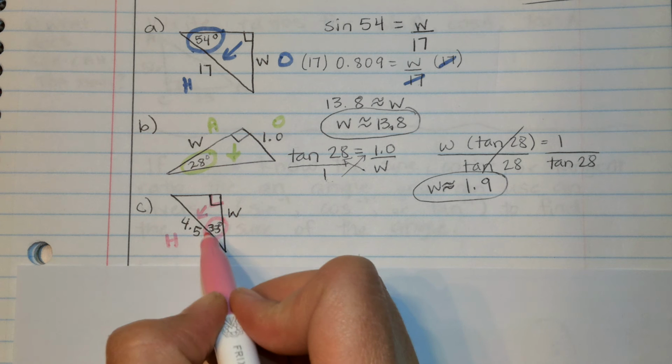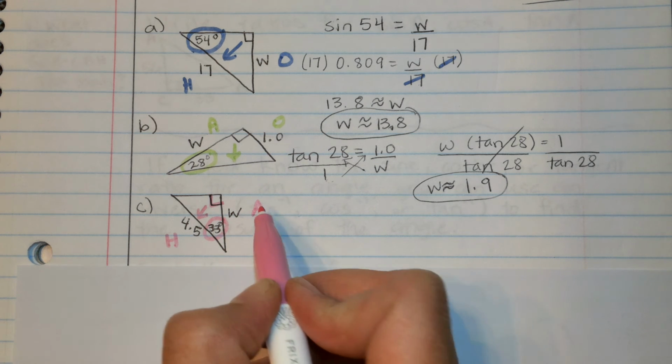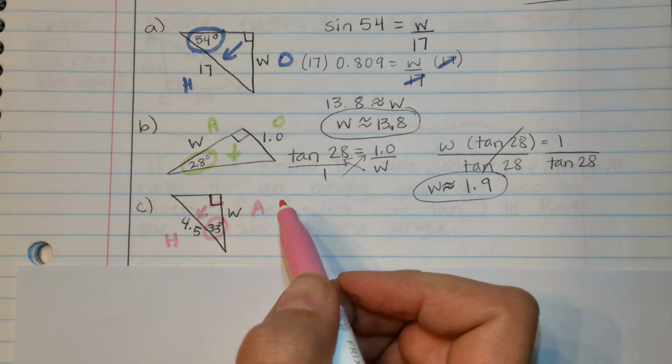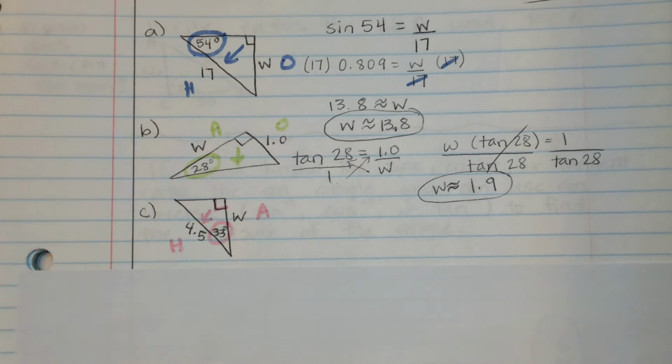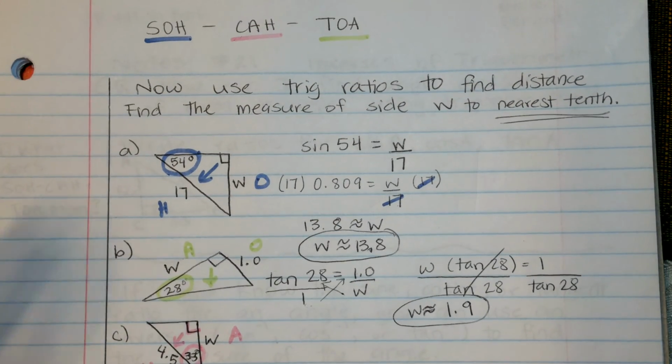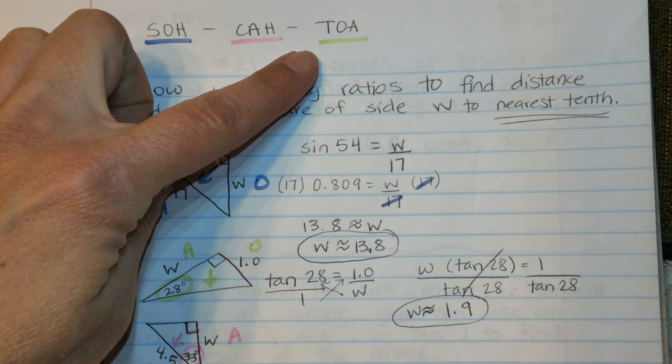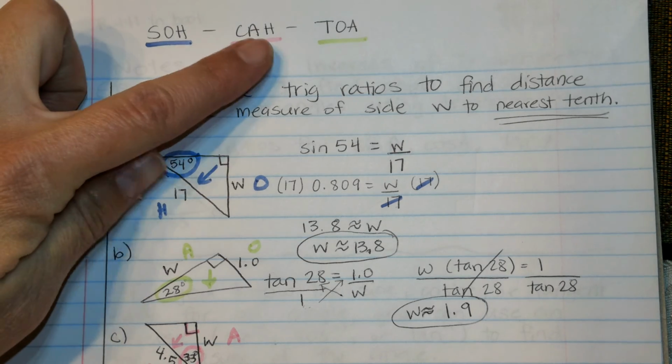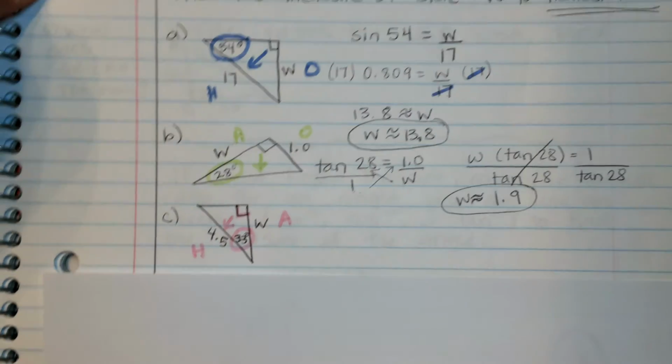So from this angle, the W is my A for adjacent. So I will be doing cosine. So again, just to show you guys, I'm looking at SOH, CAH, or TOA. And since I have my A and H, I know to do CAH, or cosine.